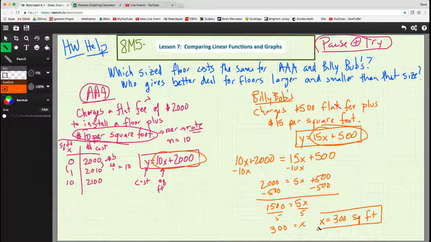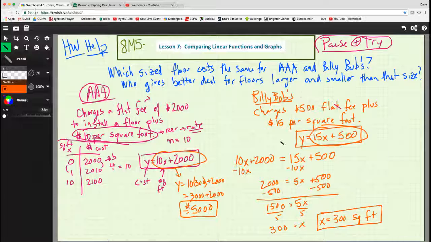And that's when they cost the same, because that's what we set equal to each other, right? So how much do they charge at 300 square feet? Well, they must cost the same, but let's just figure this out. y equals, we're going to substitute our x back in. And this is what AAA charges for 300 square foot floors. And that's 3,000 plus 2,000, and that equals $5,000. They charge $5,000 for installing a 300 square foot floor.